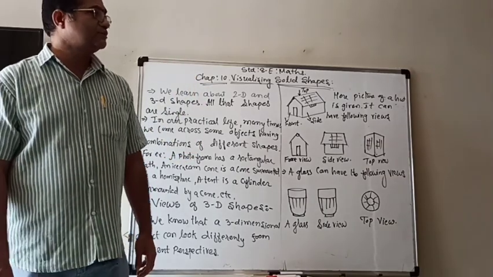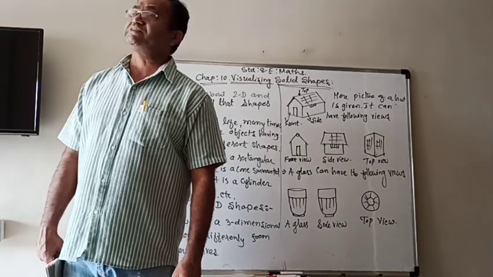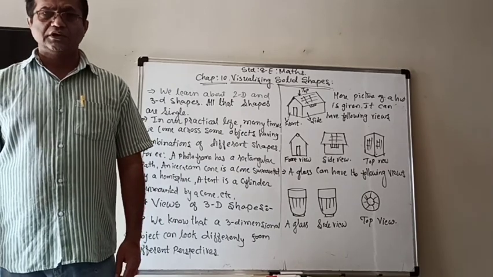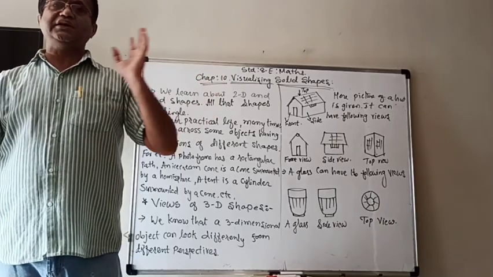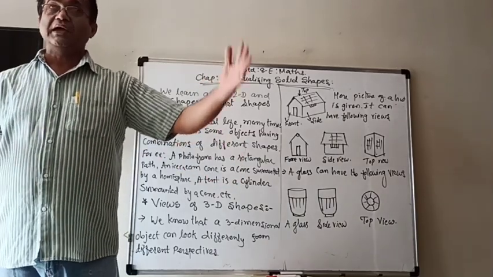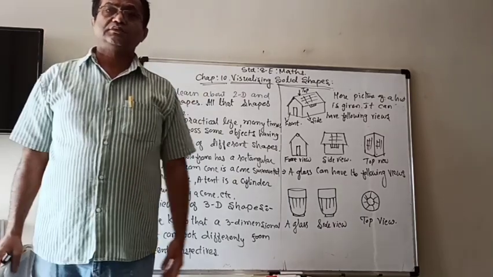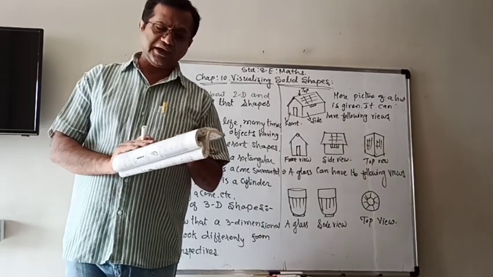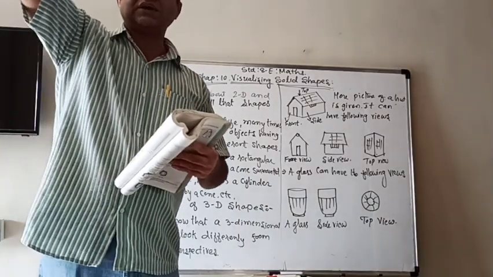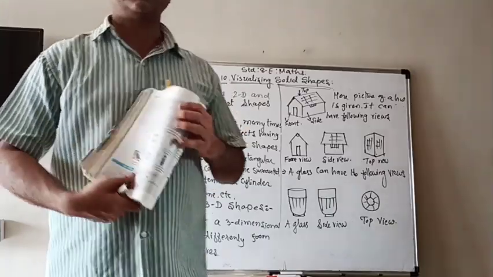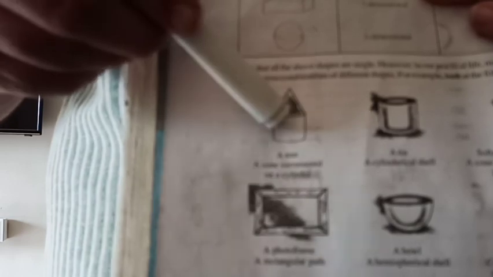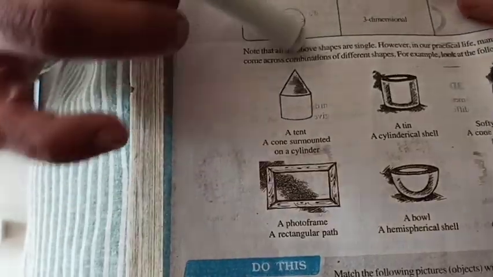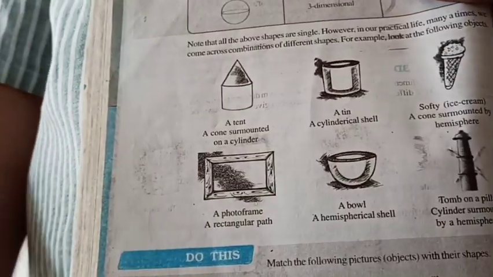For example, if you take a circus tent or any type of tent, you will see that it is round, in the form of a cylinder, and then on the top it is cone shaped. A tent is a cone surmounted on a cylinder. Here you can see that the tent is like this. At the base it is cylindrical and it is surmounted by the cone on the top.